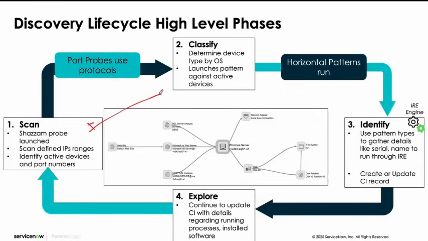As it moves to step 2, the classify phase. Once a device is detected, discovery determines its type, usually by operating system, and launches the relevant pattern. Now, as it has identified the relevant pattern, it gathers unique details like serial number and host name, sends them through the IRE, the Identification and Reconciliation Engine, then updates or creates the configuration item inside the CMDB.